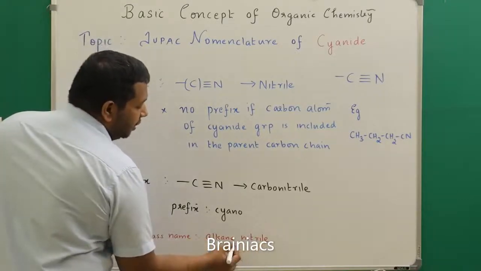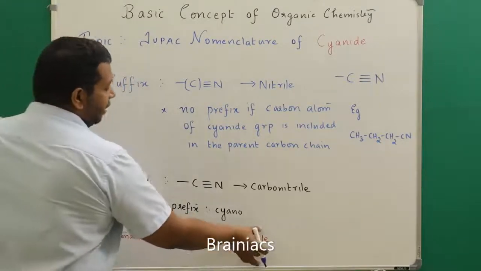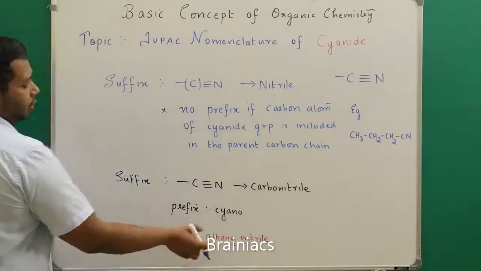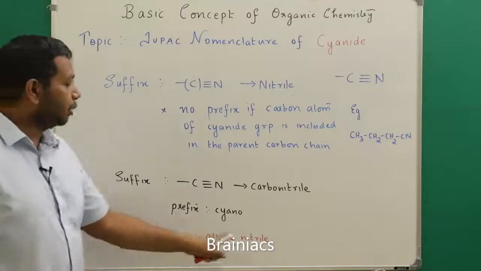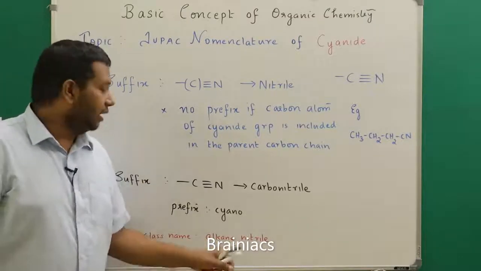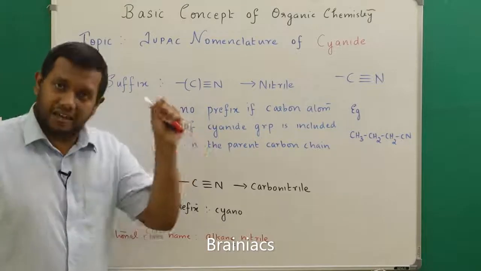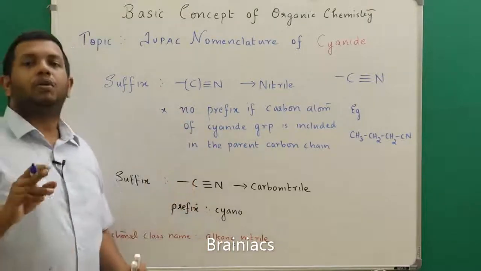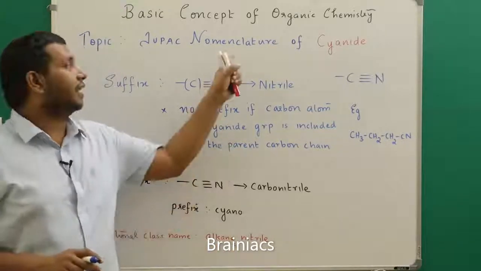Here the important thing is the E. You can see here, whenever you are attaching the nitrile or secondary suffix to the word root or primary suffix, this E is not removed. In normal cases, we used to remove the E, but in the case of nitriles, we will not remove this E. If it is a single bond, we say ane. If it is a double bond, we use ene, and if it is a triple bond, we use yne. We will not remove E in the case of cyanides.